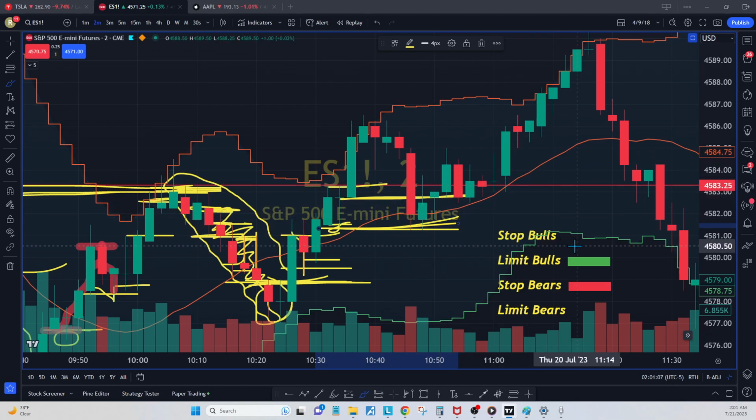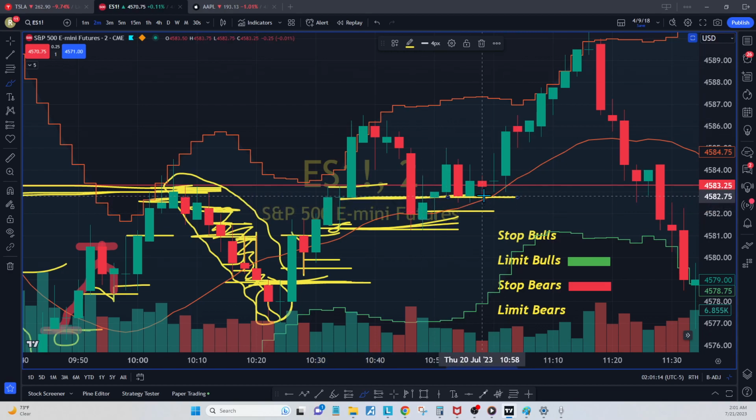And what can you be all the way up here? Well, you can be a limit bull because limit bulls are still in control. They bought the low of this one. This one bought the low of that one, and this one bought the low of that one. Okay?